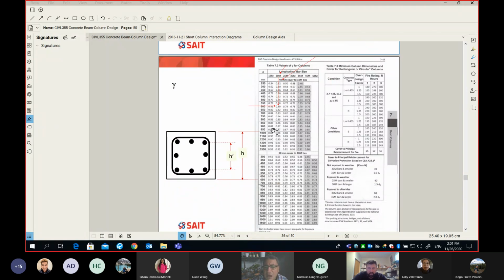As I said, I make a PDF. I have a PDF available on my D2L that has all the design tables that you will need in this column. Please make sure you download them today.